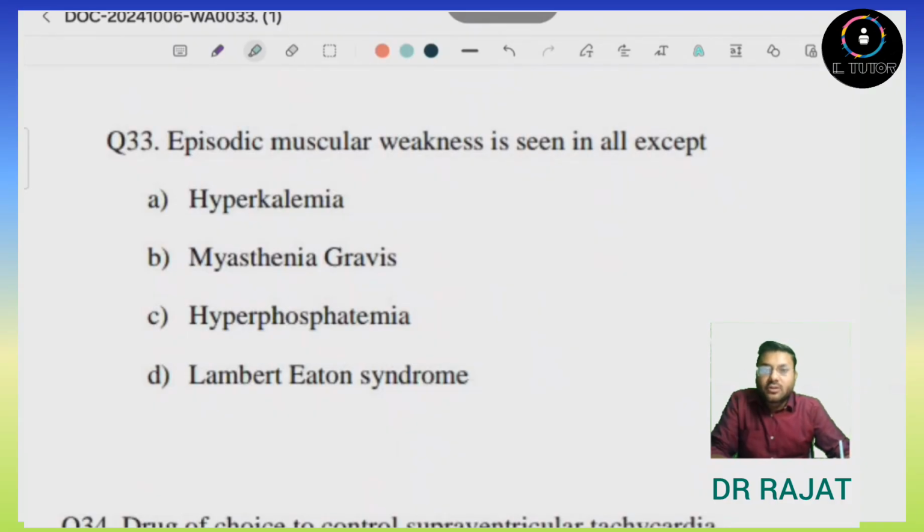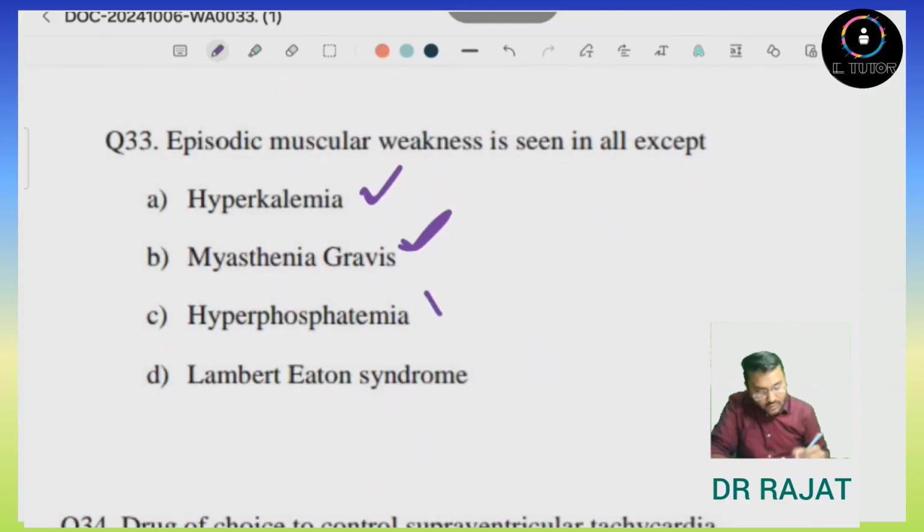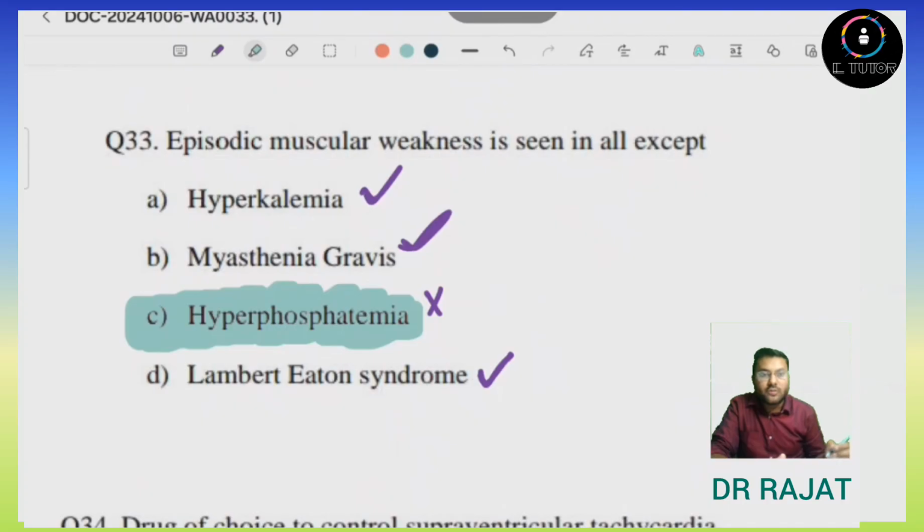So next question is, episodic muscular weakness is seen in all except. First option is hyperkalemia. This is true. Whether it is hyperkalemia or hypokalemia, both can lead to the muscular weakness. Myasthenia gravis, of course, this is also true. Hyperphosphatemia, no. Hyperphosphatemia do not show muscular weakness. Hypophosphatemia can lead to the muscular weakness, but not hyperphosphatemia. So this is not true. And Lambert-Eaton syndrome, which is similar to the myasthenia gravis, it is again a cause of the muscular weakness. So this is also true. So answer here will be option number C. Hyperphosphatemia do not present with the episodic muscular weakness.